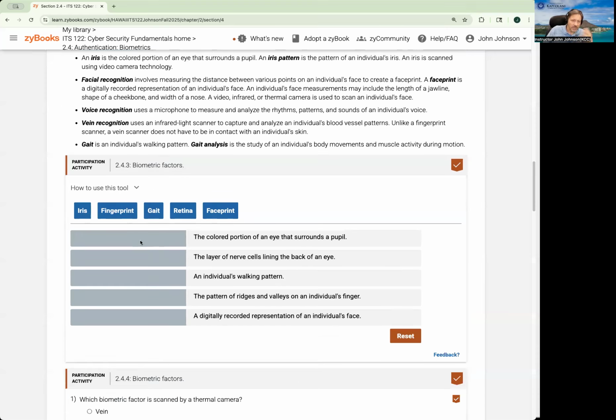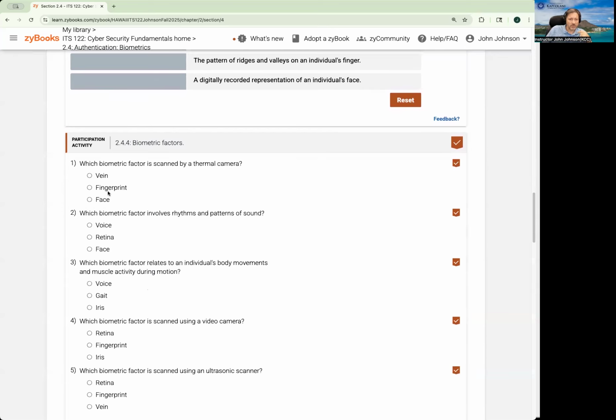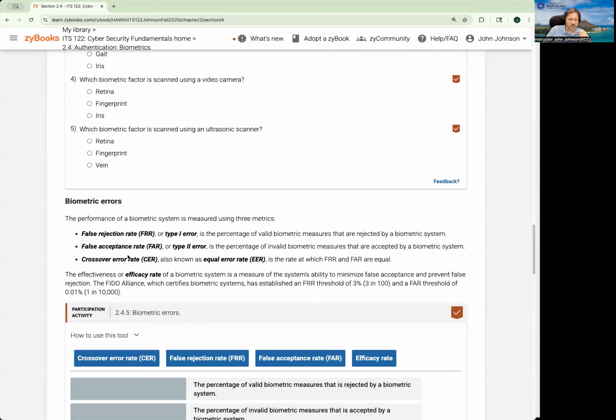And then here we have matching up: iris, fingerprint, gait, retina, faceprint. Remember, you need to know the difference between your retina and iris. Remember, the retina is the back of the eye, the iris is surrounding your pupil. And over here, we're just going to match up which ones fit the explanation.